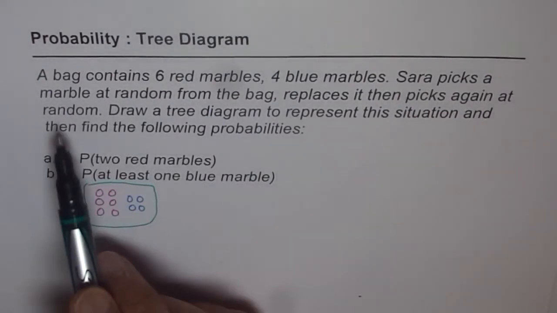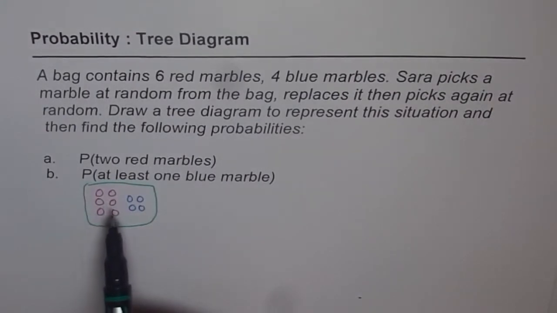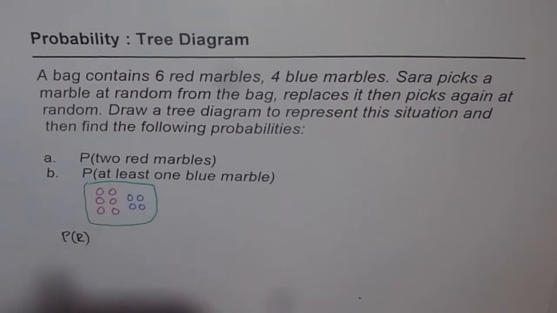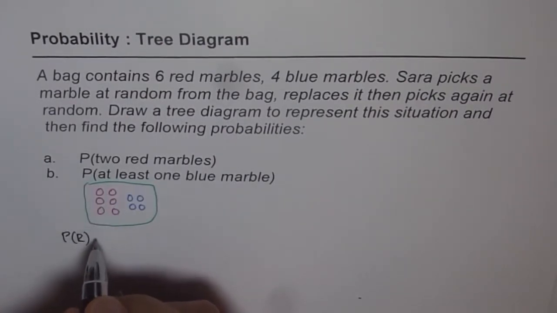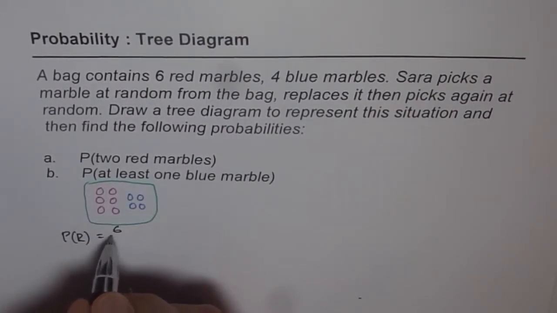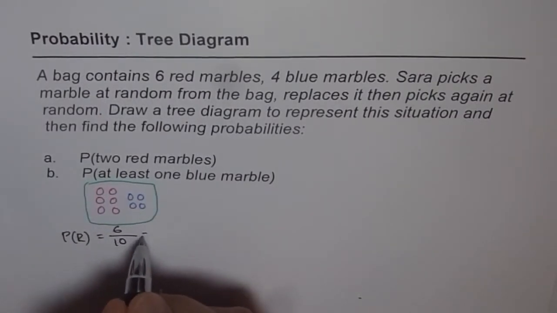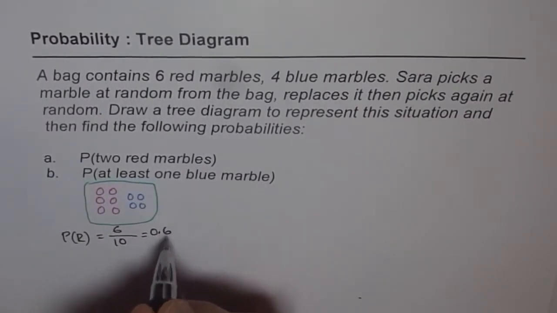Now Sarah picks a marble at random. So what is the probability of picking red, or what is the probability of picking blue? Let's try to figure that out before we get into details. Now the probability of picking red from this is, since there are 6 red marbles, 6 out of the total, which is how many marbles? 10. So 6 out of 10, or we could write this as 0.6.